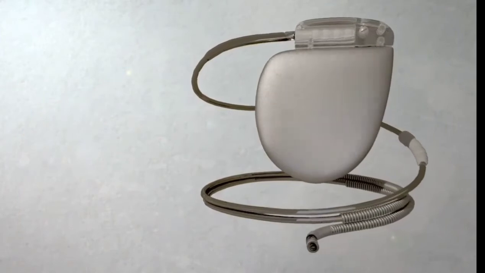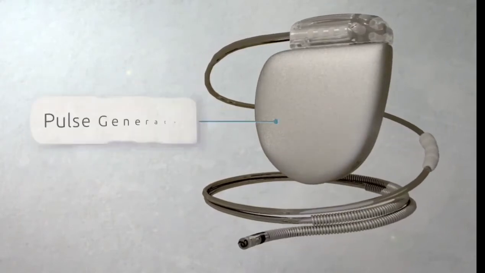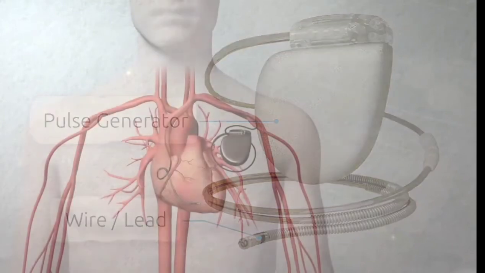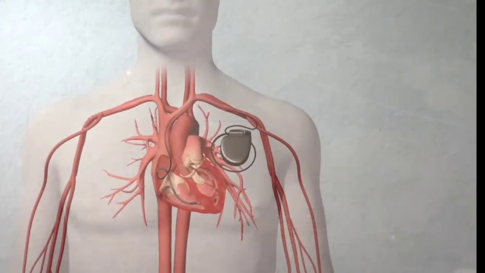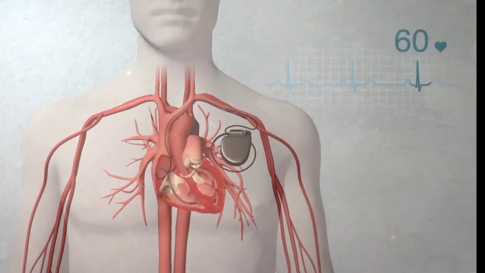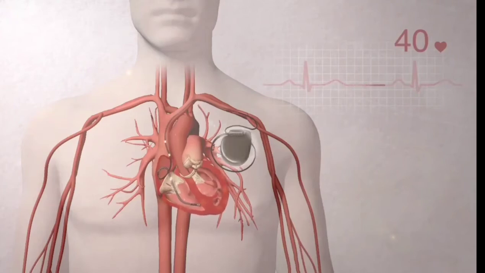A pacemaker is composed of two parts: a pulse generator and a wire or lead. The lead is passed through a vein and makes contact with the heart muscle. The pulse generator constantly monitors the heart rate. When it detects that a heart rate falls below a certain level, it sends an impulse down the lead to the heart, which causes it to beat.